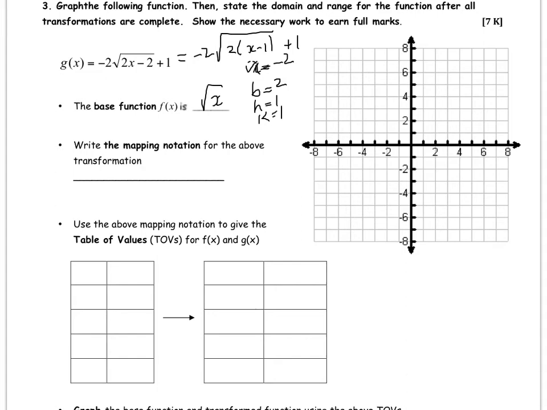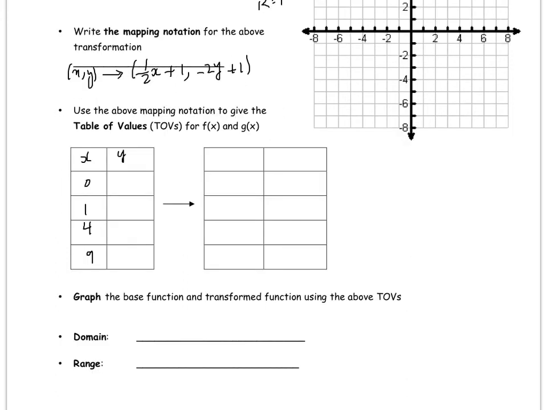So my mapping notation becomes (x, y) goes to (1 over 2x plus 1, -2y plus 1). Now, given the table of values for the base, we are supposed to find the table of values for the transformed function using the mapping notation.